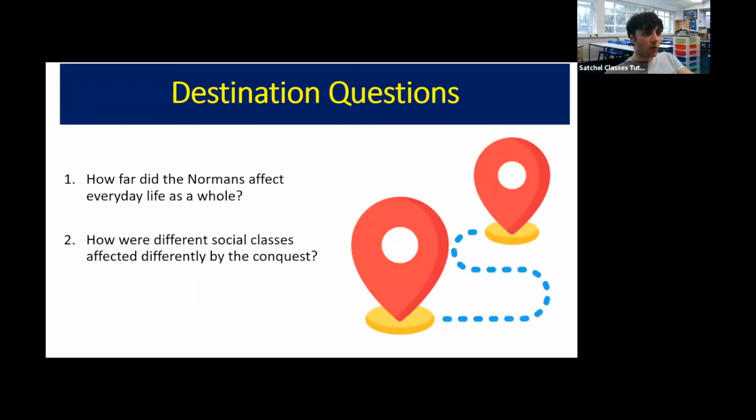So just a reminder of where we've been today before we bring things to an end. We've looked at 2 destination questions. Number one, we thought about how far the Normans affected everyday life as a whole, and we considered lots of different changes, 4 different changes, and how they impacted everyday life. Number 2, we thought about how different social classes have been impacted differently. So we started out with that point about how even the modern day elites are in some senses descended from the Norman conquerors, and how each of the 4 changes that we looked at affected the aristocracy very differently from the ordinary people, from the peasants.